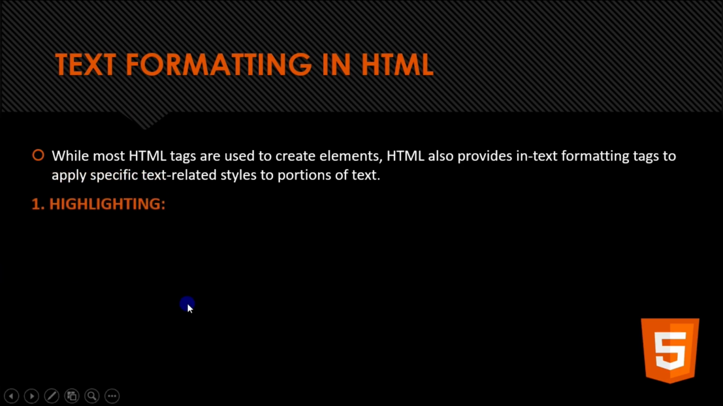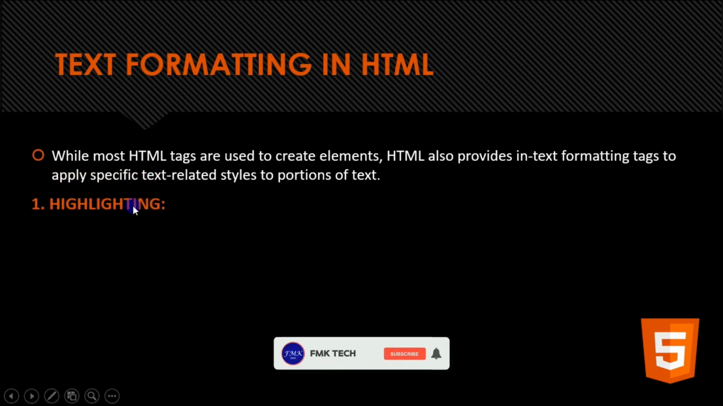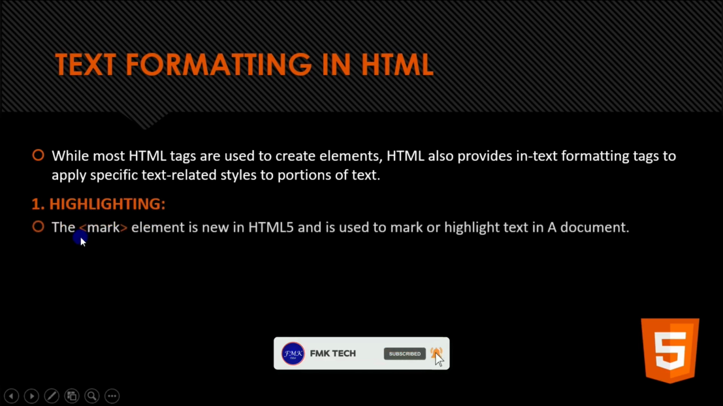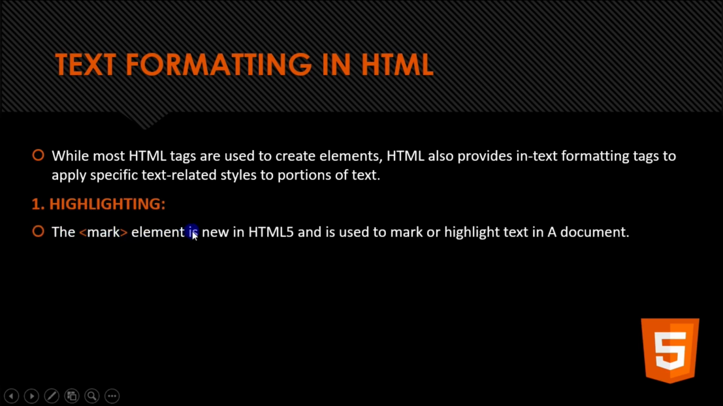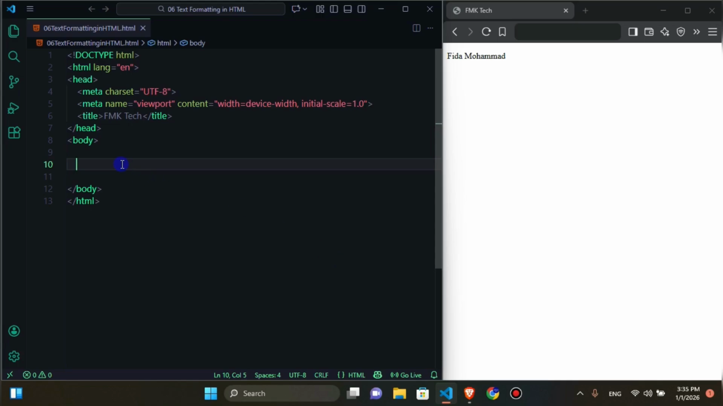So the first formatting tag we have got is for highlighting. You can use the mark tag or element for highlighting a text. A mark element is new in HTML5 and it is used to mark or highlight text in a document. You can basically use it like this: the starting tag of mark and the ending tag of mark tag, and in the center you can write your own text that you want to be highlighted. So let's take a look at this example.